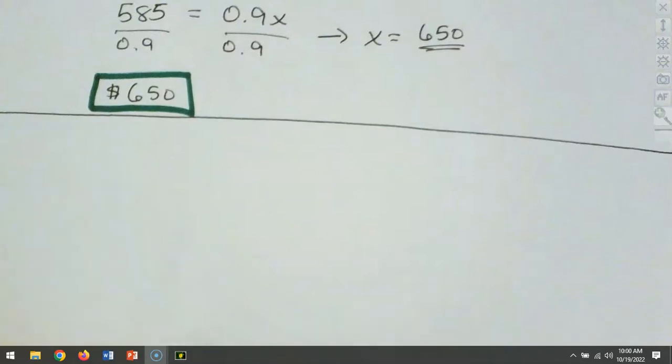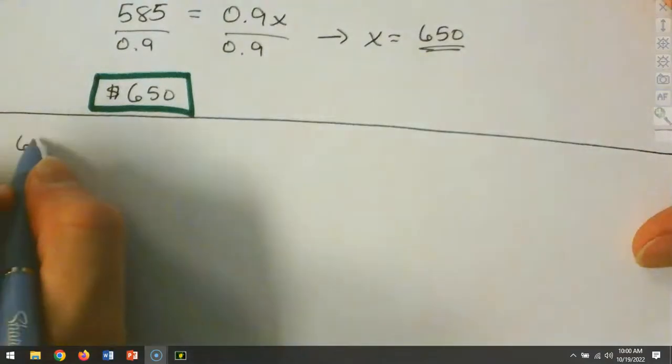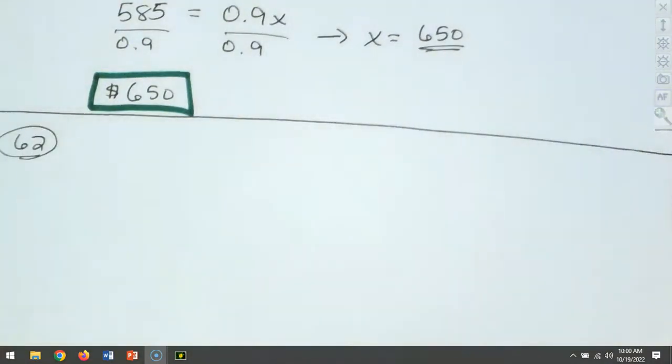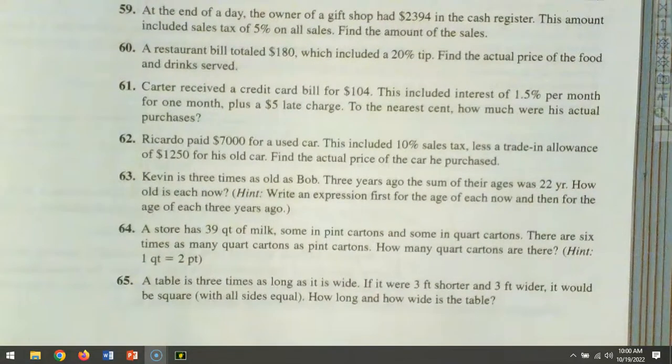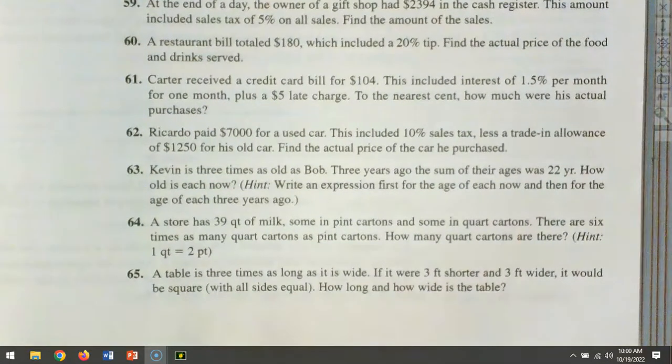Let's do one that's similar again. 62. Another percentage type of question. We'll do one more. We'll take a break after this one. So we'll do this one and then we'll take a break.